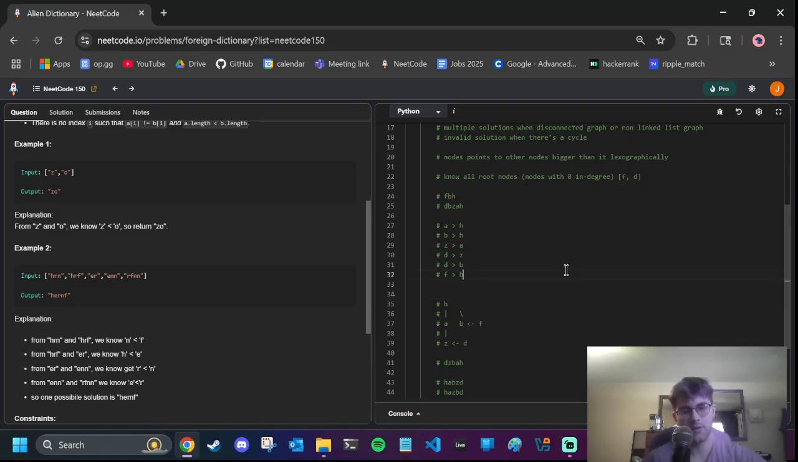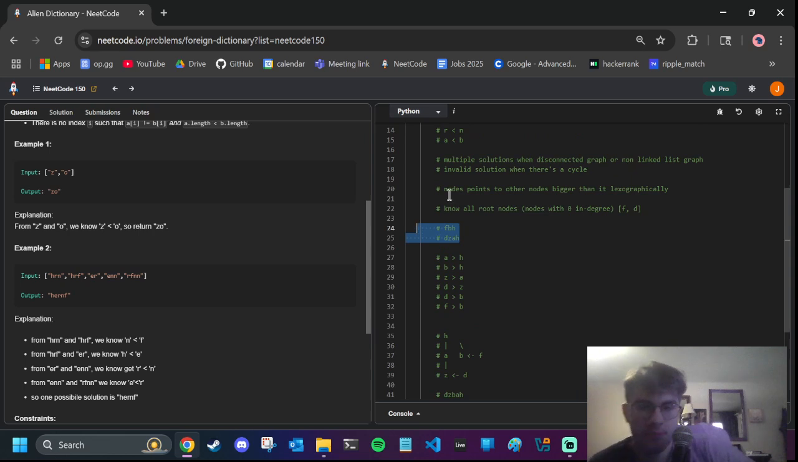Because D doesn't cover everything now. But in this case, it would be, so it would be DZAH. And these would be completely independent now. So we'd be able to just kind of plop one on top of the other, and it wouldn't matter.